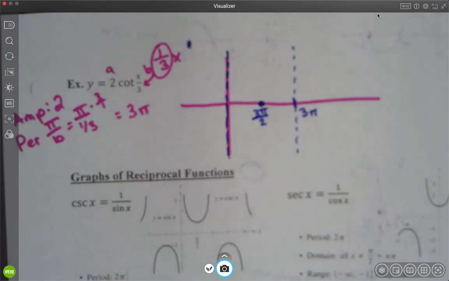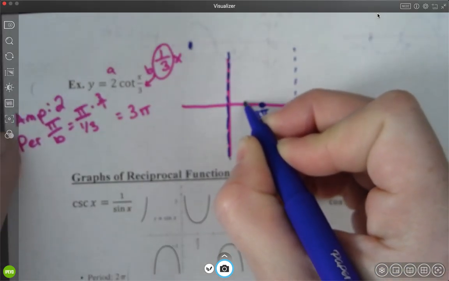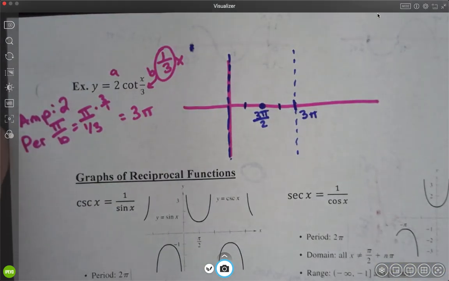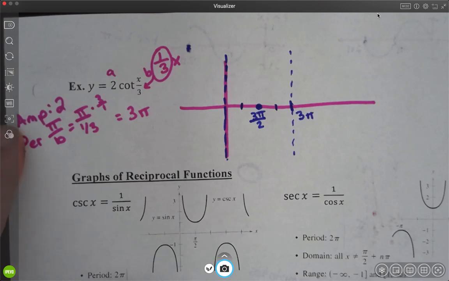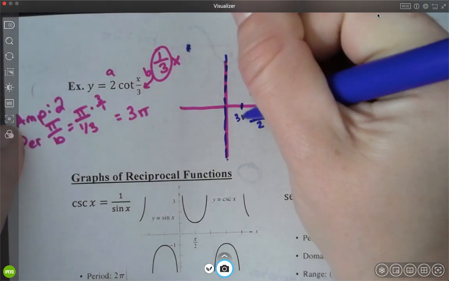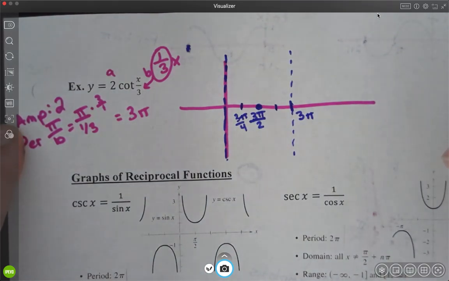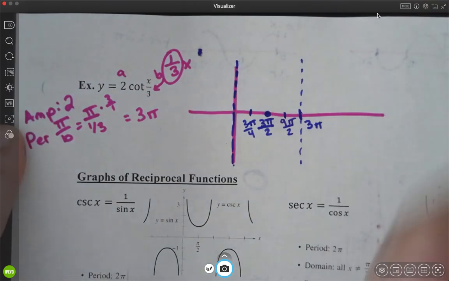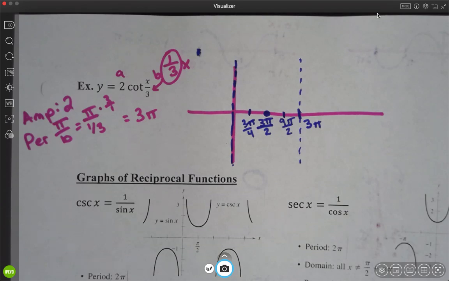Now, what is halfway here? That's kind of hard to think about. 3 pi over 4, and whatever that is on the other side. 9 pi over 4, because 3 pi over 4 you just take this and divide by 2, and then you add those two together. 3 pi over 4 and 3 pi over 2 added together is 9 pi over 4. Whatever. It's not terribly important.